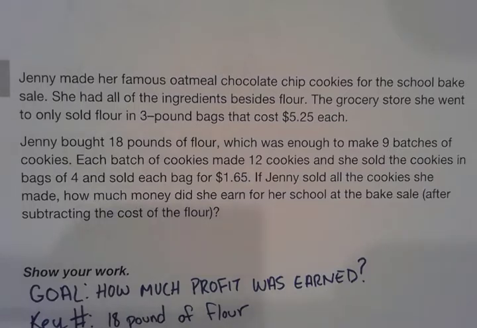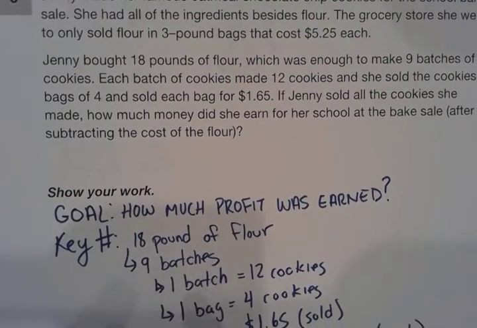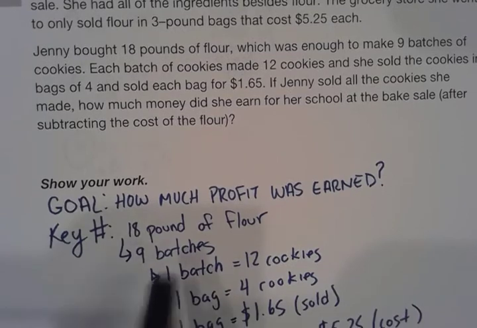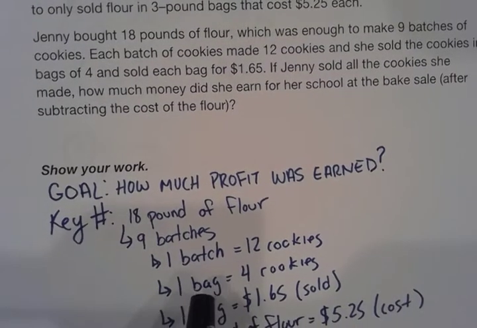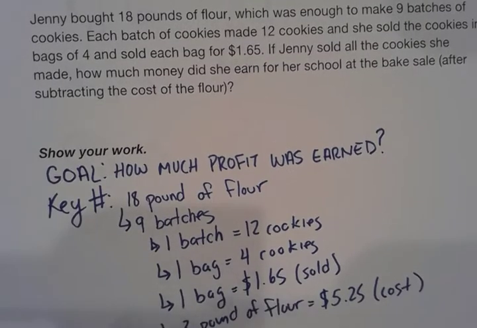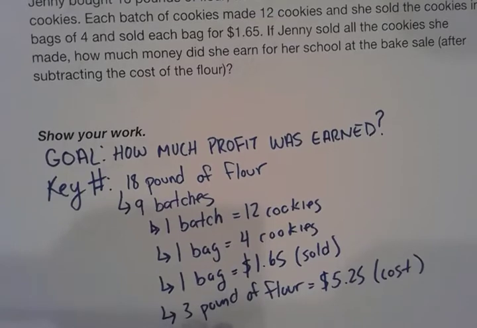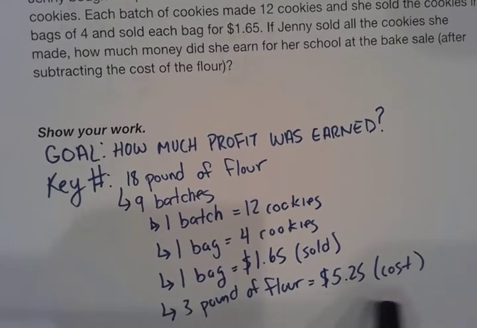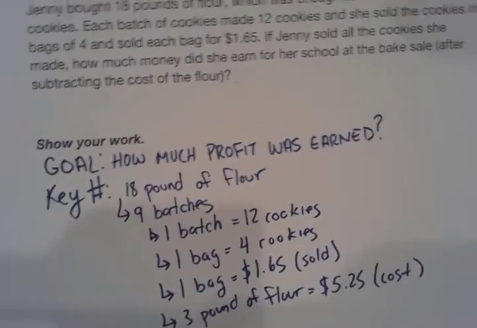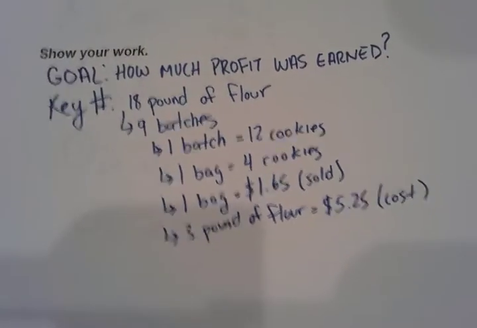So our goal is how much profit was earned, and our key numbers are there's 18 pounds of flour, which was used to make 9 batches of cookies. One batch has 12 cookies. One bag equals 4 cookies. One bag is sold at $1.65, and 3 pounds of flour costs $5.25. So, let's first find out how many cookies were made.